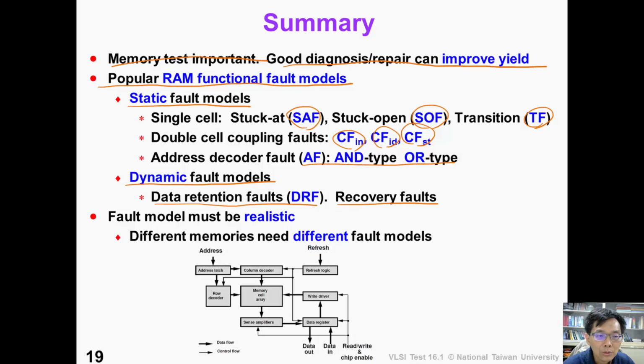The fault model for memory testing must be realistic so that we can model the behavior of real defect. And we need different fault models for different memories.